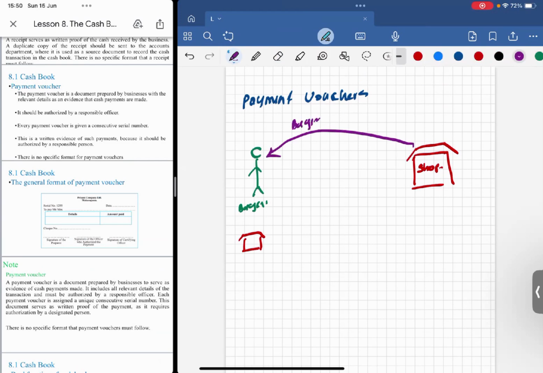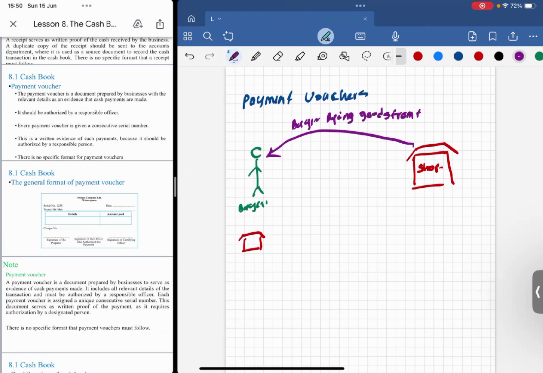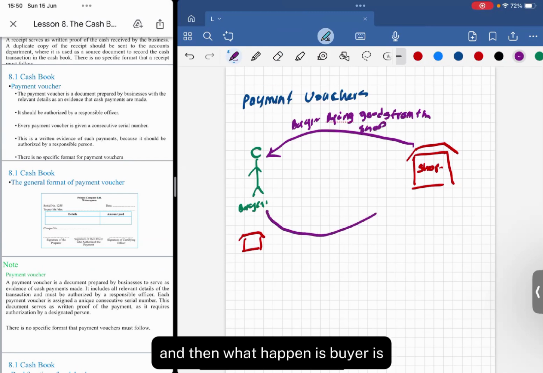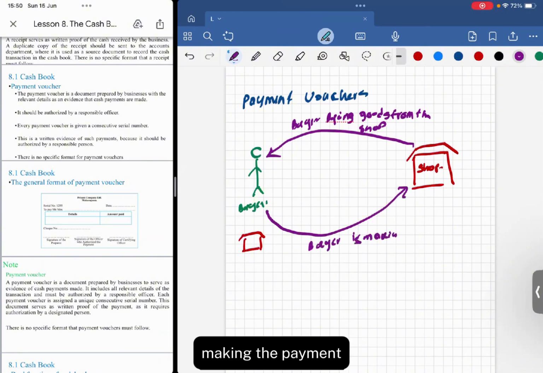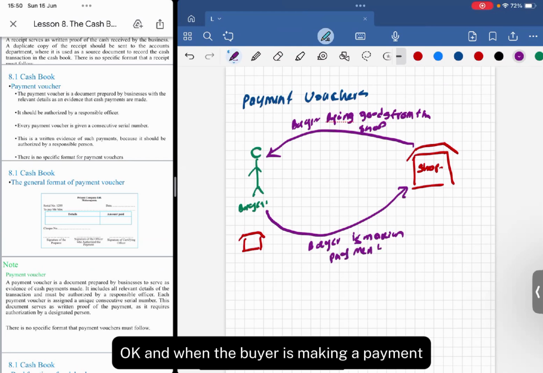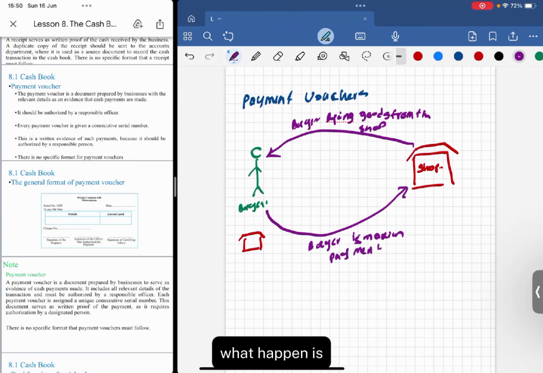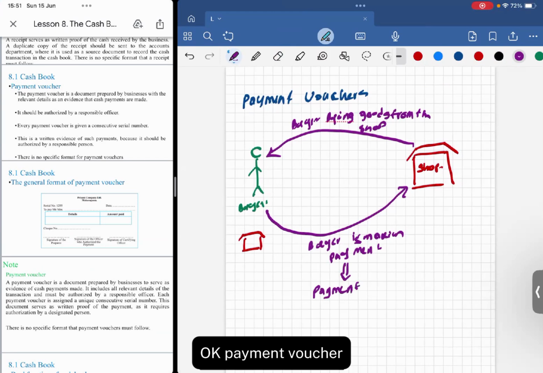Buyer is buying goods from the shop. And then what happens is the buyer is making the payment. Okay. And when the buyer is making a payment, the buyer will have to issue a payment voucher. Okay. Payment voucher.